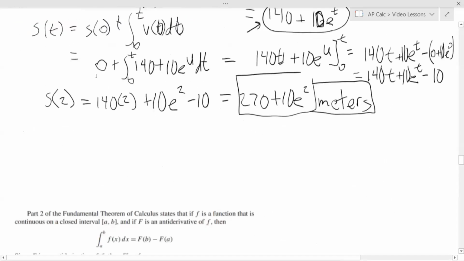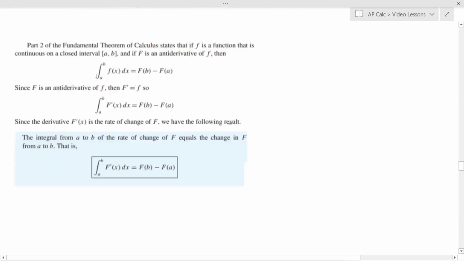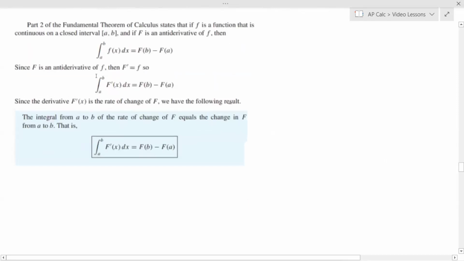Okay? So part 2, the fundamental theorem of calculus states that if f is a function that is continuous on the closed interval and capital F is the antiderivative, then the definite integral is just the antiderivative evaluated at b and a and subtracted. Since capital F is an antiderivative of little f, then little f can be thought of as F prime, or capital F prime.